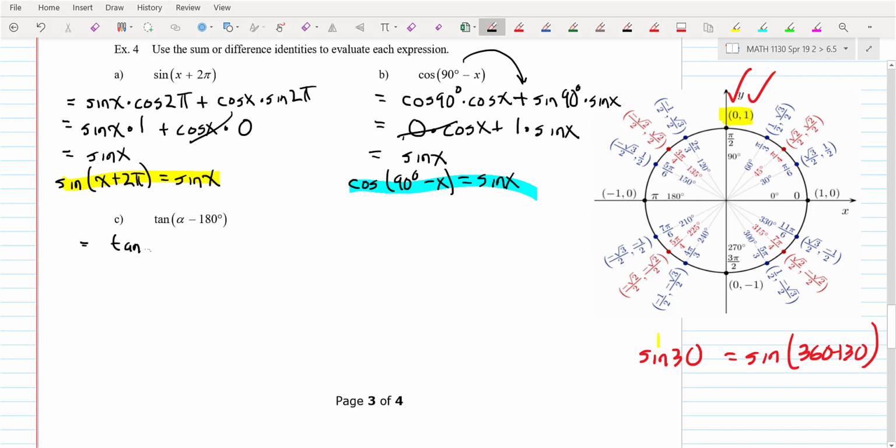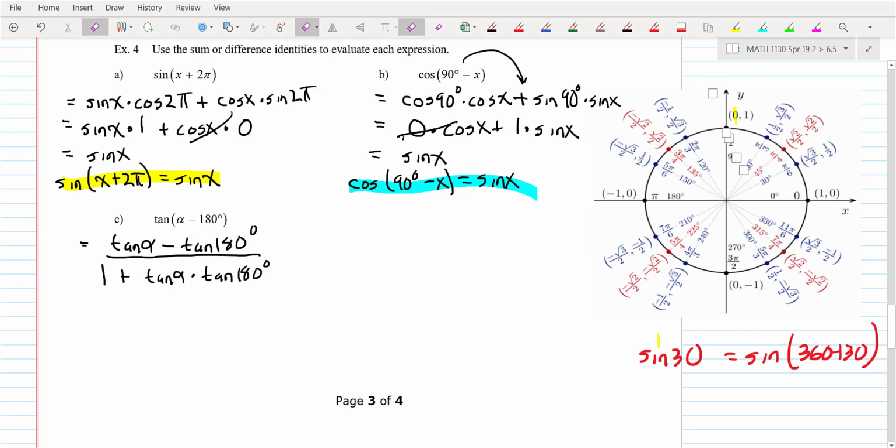You would go tangent alpha minus tangent of 180. Okay, and then the denominator, I always remember you have a 1, a different sign, and then it's the product of the tangents of those two angles like that. Okay, so you just do that, and then really all you should have to do on this is just look up on the unit circle the tangent of 180 degrees.